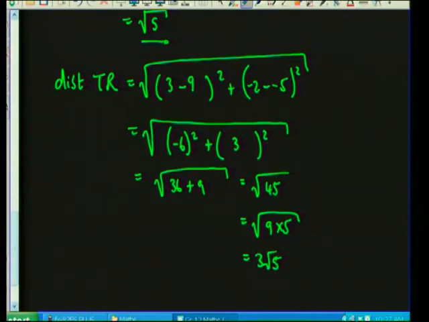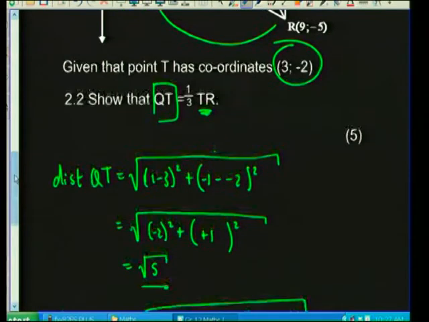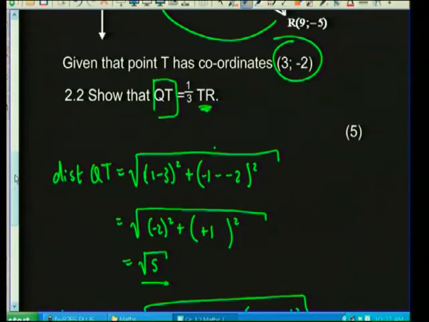Now, I found the distances, and I would have got a fair amount of marks for my working so far. So I've created the distances. Now I want to go and answer the question. The question is specifically asking me to find a relationship between their distances, and I'll see what that says again. So it's saying to me, show that QT is a third of TR. So I'm going to look at the relationship between QT and TR.